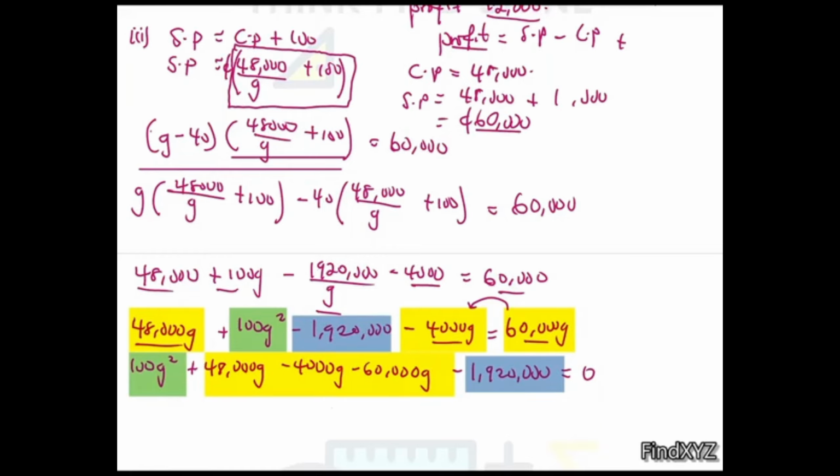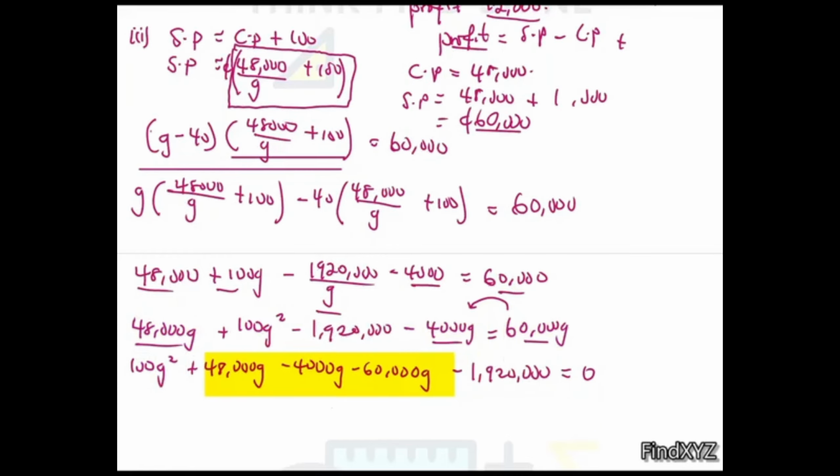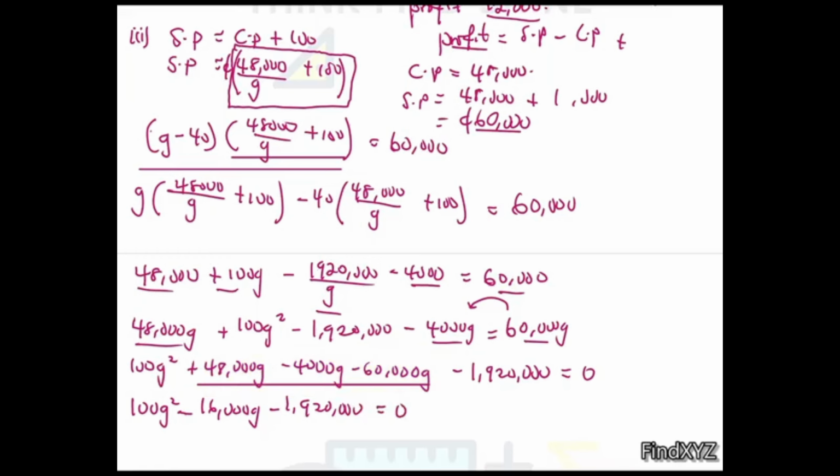Let's pull everything together. So 48,000 G minus 4,000 G minus 60,000 G. Since they are all G, we can group them. So we have 100 G squared minus 16,000 G minus 1,920,000 cedis. Everything is equal to 0. Then what can we do? We can divide everything by 100 since they are all divisible by 100. So we divide this term by 100, this term also by 100, this term also by 100, and lastly the 0 by 100.